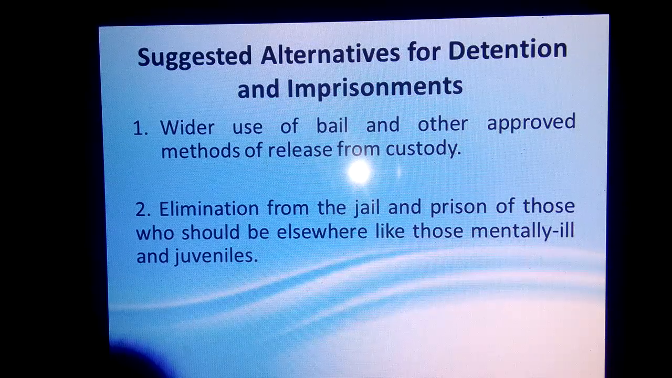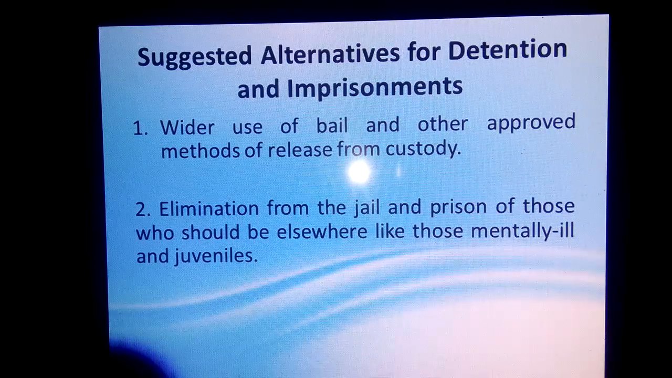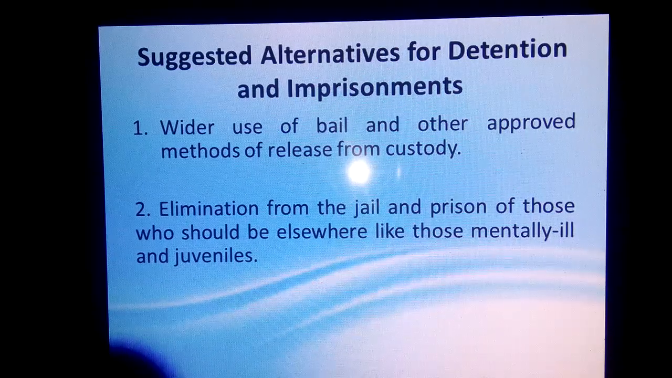So this should be separated, as well as the juveniles. The juveniles should not be exposed to those incorrigible individuals that would somehow lead them to adapt the behavior of those adult persons deprived of liberty. So it should be the deeds or the doings of the personnel in charge of rehabilitation and reformation. Well, actually, it is in the system now that the mentally ill and the juveniles are separated from the adults and those incorrigible inmates and or persons deprived of liberty.